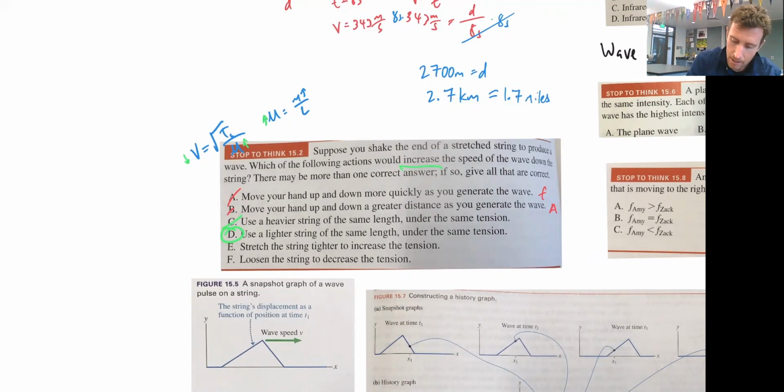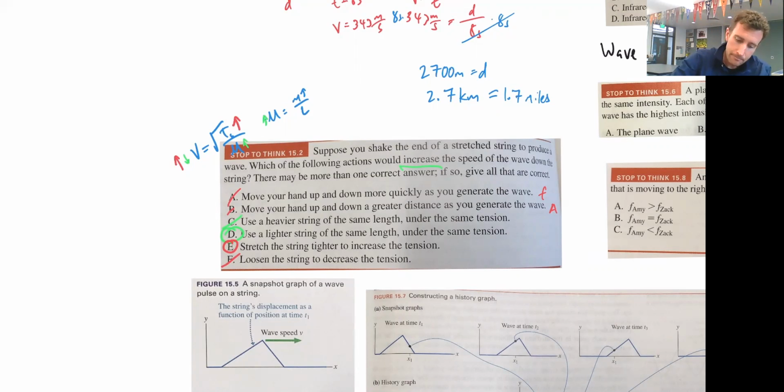Stretch the string tighter to increase the tension. Okay, so now I'm increasing the tension. If I increase the tension, that will increase the wave speed. So that is also a valid one. Loosen the string, that would do the opposite. So that's a no. So it would be D and E.